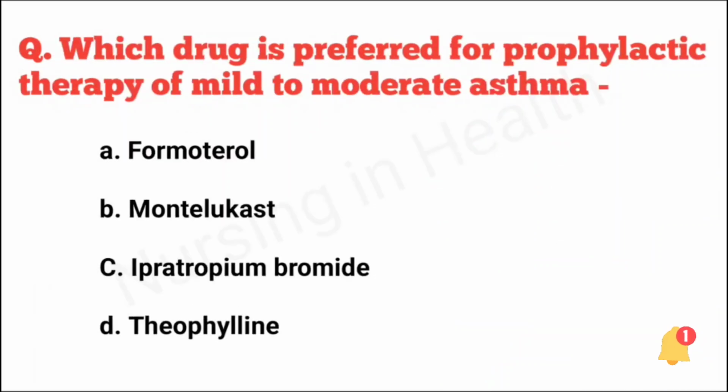Which drug is preferred for prophylactic therapy of mild to moderate asthma? Formoterol, montelukast, ipratropium bromide, theophylline. Right answer option B, montelukast.